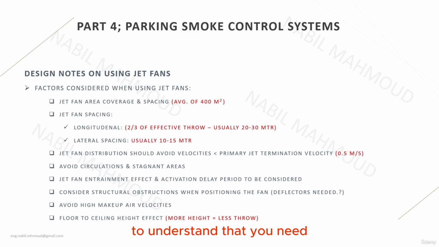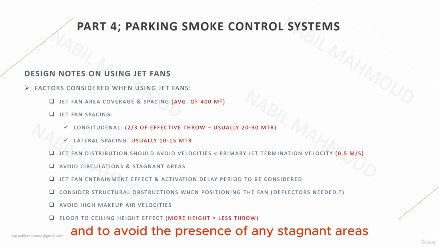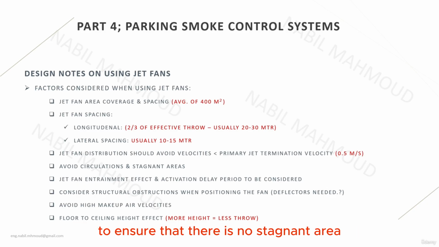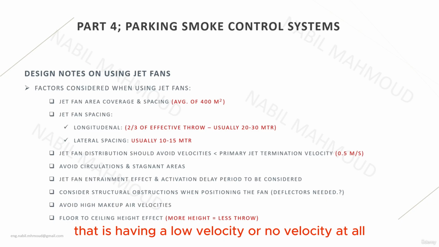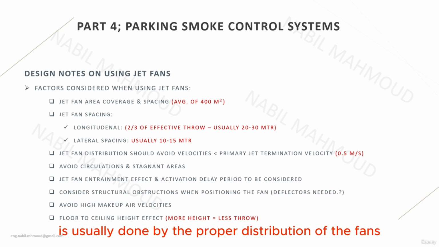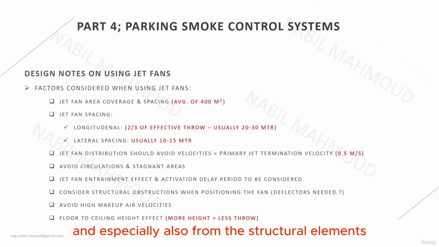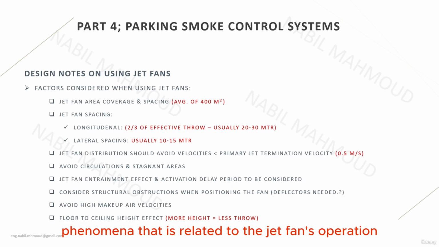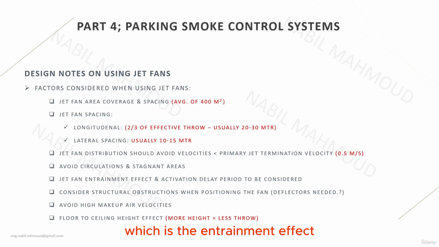You also need, as much as possible, to avoid any circulation and avoid the presence of any stagnant areas, which means you will distribute the fans evenly to ensure there is no stagnant area having low velocity or no velocity at all, because a stagnant area will be a source of problems if a fire happens or if any pollutant accumulates. Avoiding circulations is usually done by proper distribution of the fans, especially at sharp angles or bends, and especially around structural elements like beams. There is a very famous phenomenon related to jet fan operation, which is the entrainment effect.